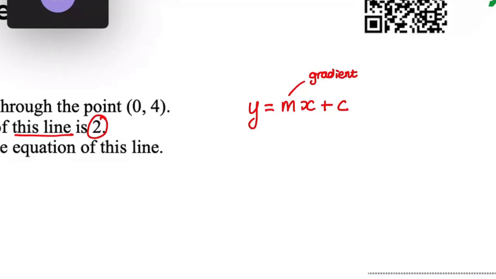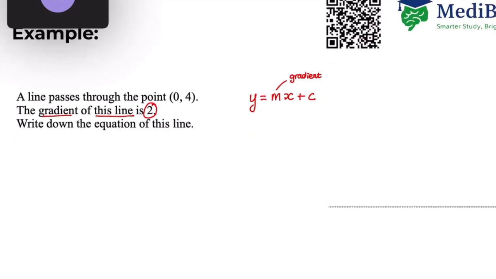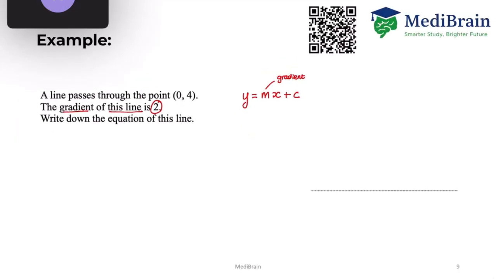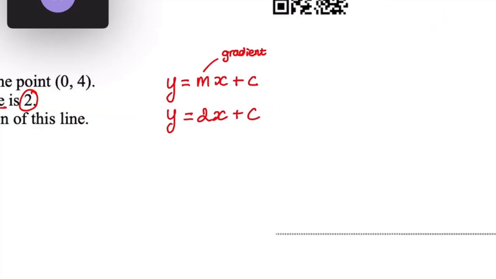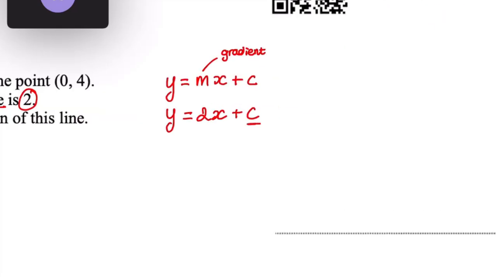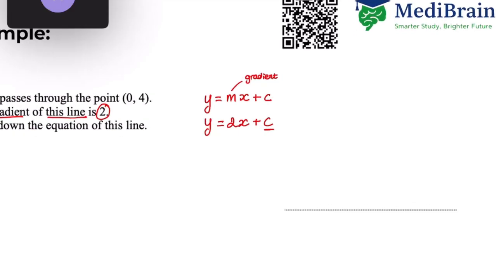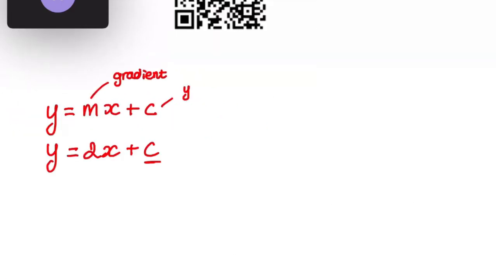So instead of m, we're going to replace it with a number because we know the number. We know that the gradient is 2, so it's going to be y equals 2x plus c. Now we need to work out what c is. The y and the x are going to be there; it doesn't matter about them. We need to work out c, and we know that c is the y-intercept.